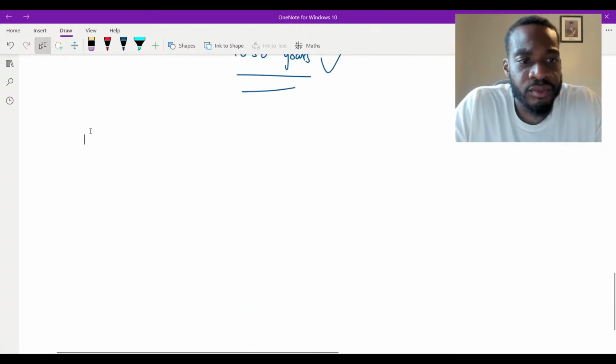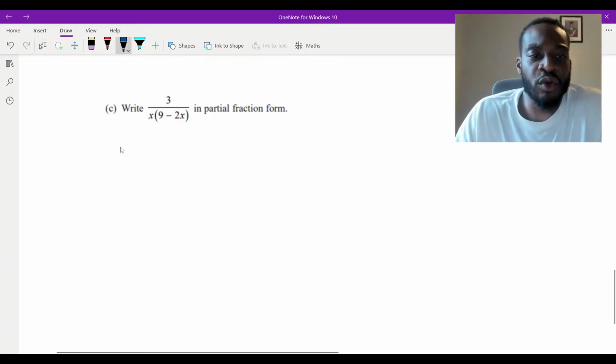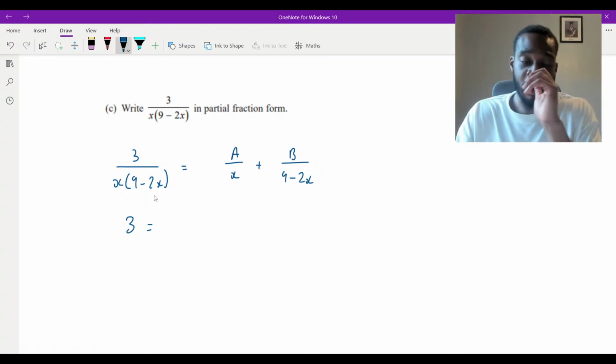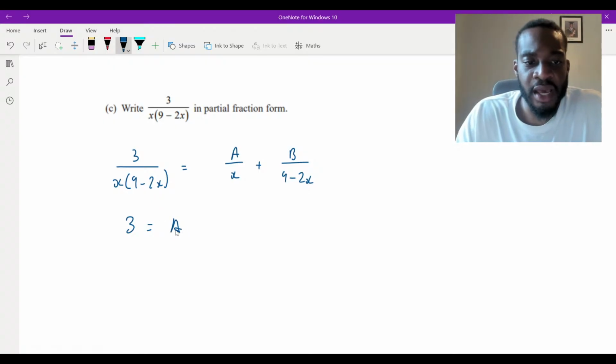This is pretty straightforward, right? We're going to say 3 over x(9 minus 2x) is going to equal a over x plus b over 9 minus 2x. And then that means times everything up. So you're going to have 3 times both sides by the denominator. You're going to have 3 is equal to a(9 minus 2x) plus bx, like that. And then you would set each of these brackets equal to 0. So if I set 9 minus 2x equal to 0, 9 is equal to 2x, 9 over 2 is equal to x. So I'm going to set x equal to 9 over 2.